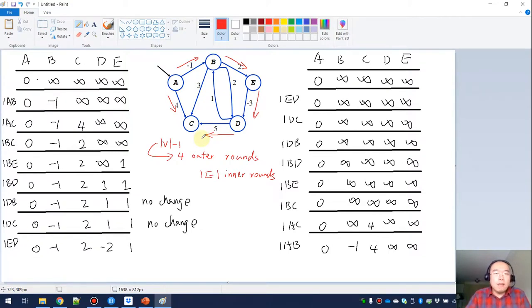So how can we get there? We have to flood this information around for 4 rounds, and then we will update this information all the way from A to B, and then B to E, and E to D, and D to C eventually. So from A to C, we will update this information for sure. Okay, so that is the proof of the correctness of this BF algorithm.